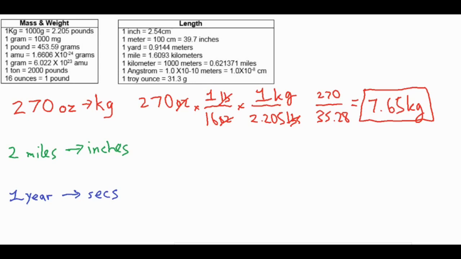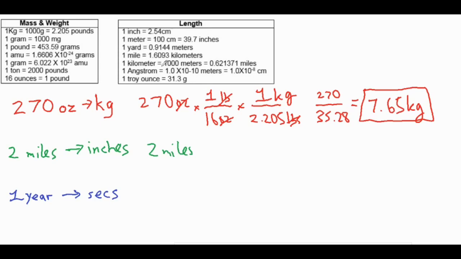Now I'm going to do that second one. I'm going to go from miles to inches. So we're going to start off in miles, and then I'm going to map out my plan. I have miles over here, 0.621371 miles, and I don't see it anywhere else besides there.